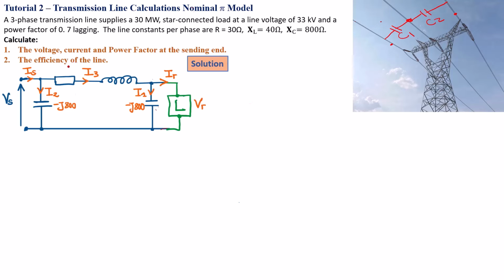So now the question for us is to solve for the voltage, current, and power factor at the sending end. And obviously, once you've got that, you can solve the efficiency of the line by simply dividing the power at the receiving end, which is 30 megawatt, by the input power. It's as simple as that.